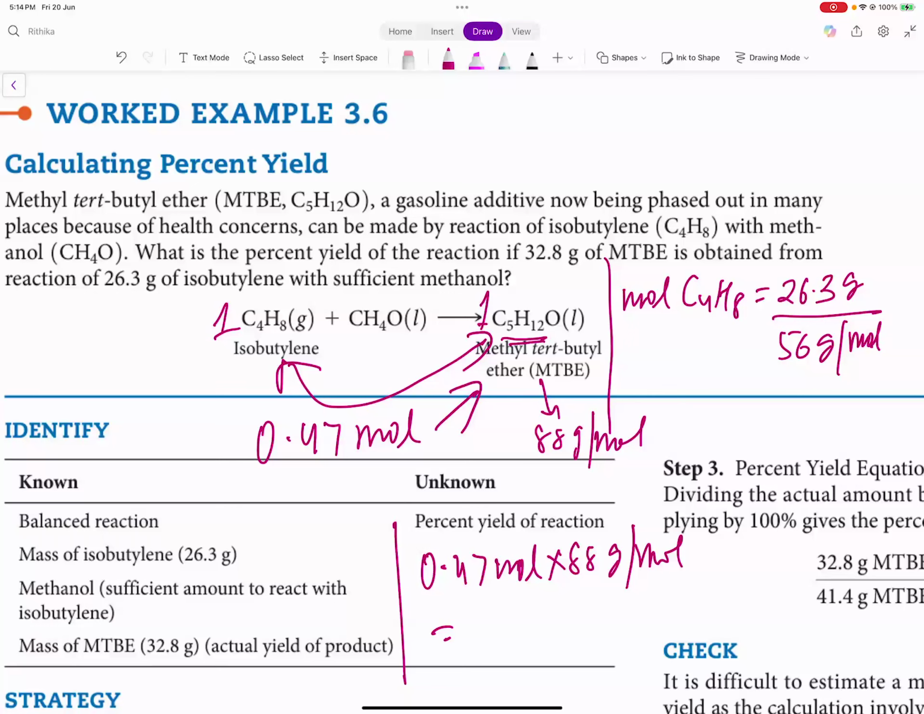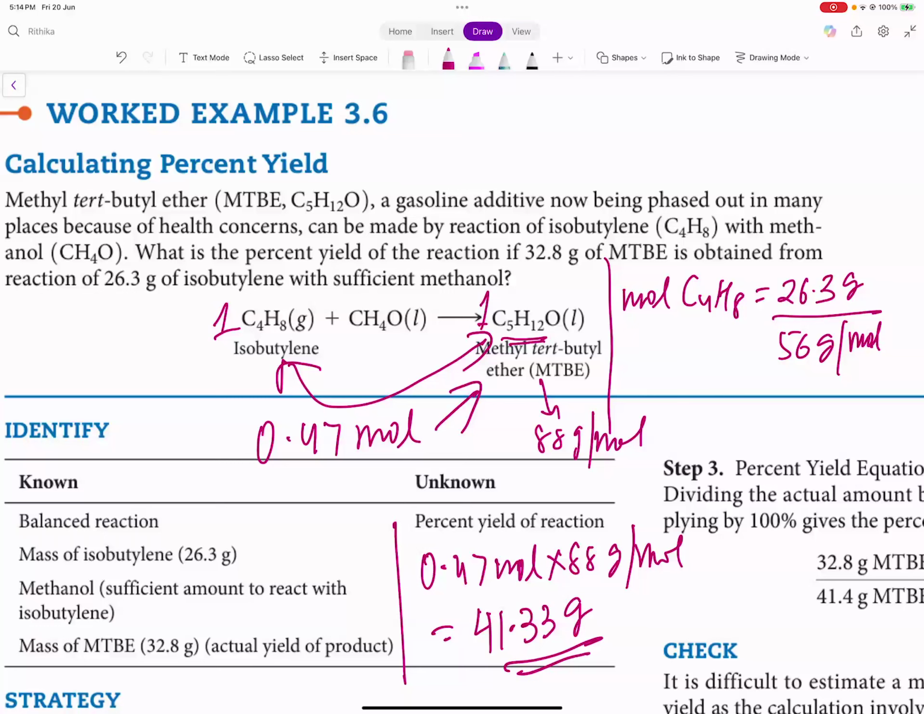So this is the theoretical yield. This is not what we are actually going to get in the lab. This is what we call the theoretical yield. If I take this number 0.4696 and multiply it by 88, I'm going to get approximately 41.33 grams. So obviously the theoretical yield will always be more than the actual yield, right?